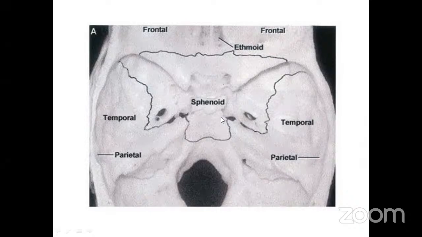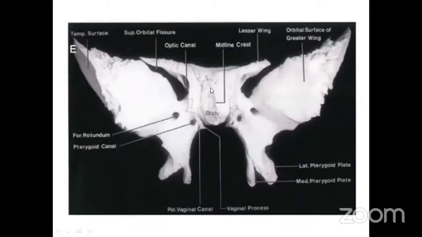As we can see, it has a central body and wings. Let's look at it further. We have a central body, greater wings and lesser wings. So basically it looks like a butterfly with a central body and wings. Inferiorly we have two processes known as the pterygoid processes. The one present laterally is the lateral pterygoid process or lateral pterygoid plate, and the one present medially is the medial pterygoid plate. The body itself is composed of different sulci and gyri, which we will see in another view.